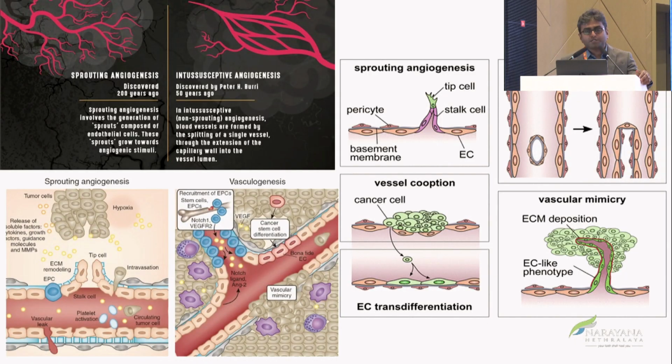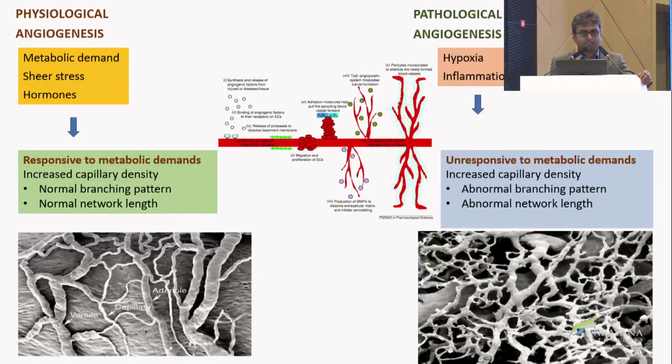So angiogenesis, again, there are different types. Sprouting angiogenesis was discovered some 200 years back. This is how it sprouts. So when you have an angiogenic stimulus, the hypoxia, there is a breach in the blood vessels, and endothelial cells start growing. There is another concept called intussusceptive angiogenesis, wherein the blood vessels split in between, and then they start growing. So vascular co-option is another phenomenon, especially when we talk about angiogenesis. Most of it is regarding tumors. So this is how the tumor cells grow around the blood vessels, and then they start differentiating. Vascular mimicry, I'll come to in detail in another slide.